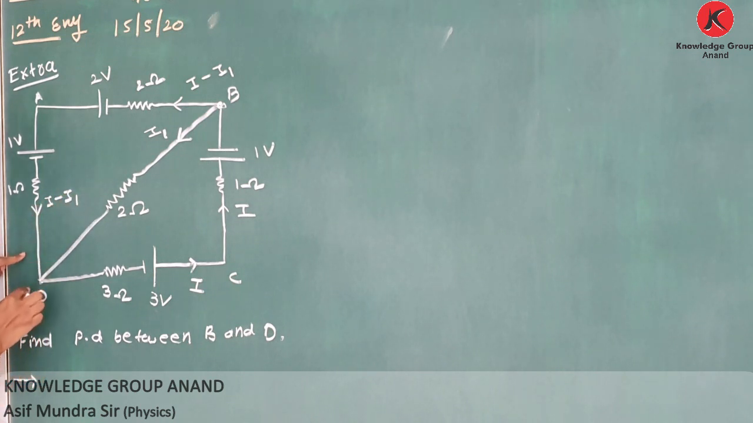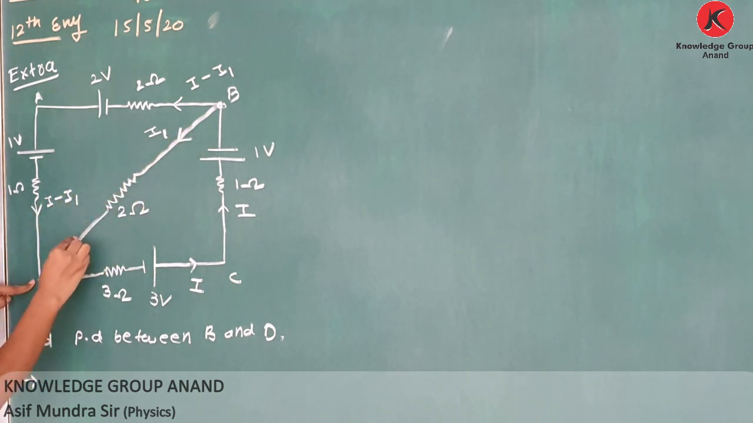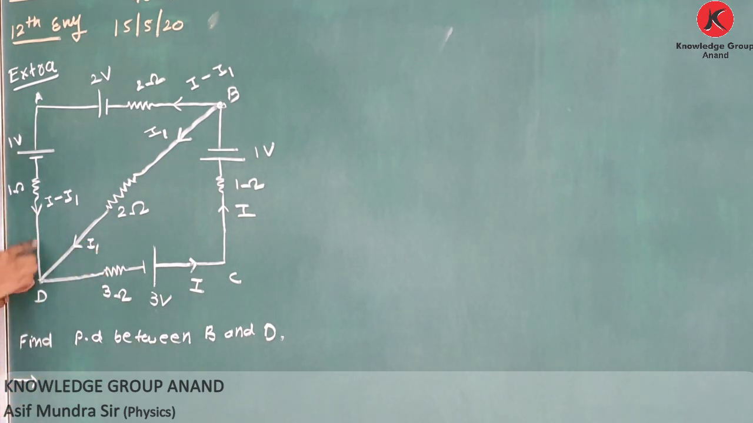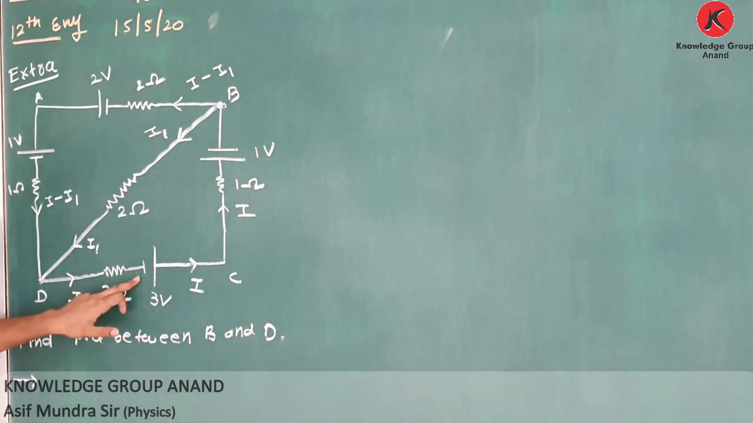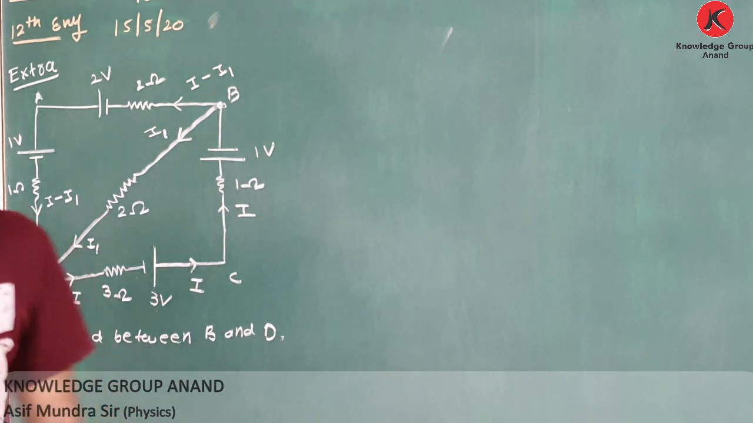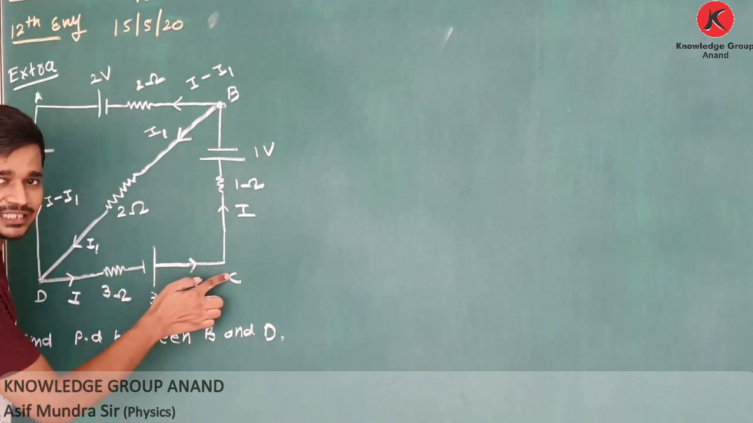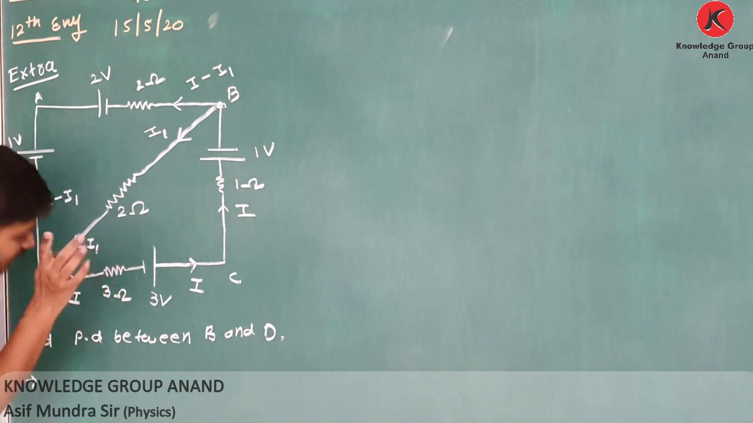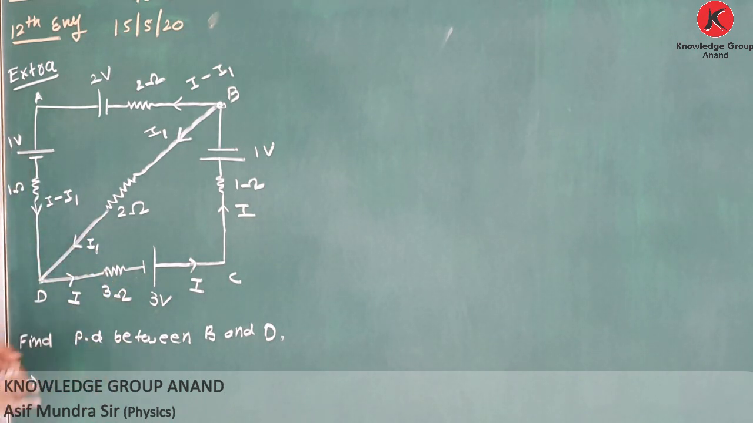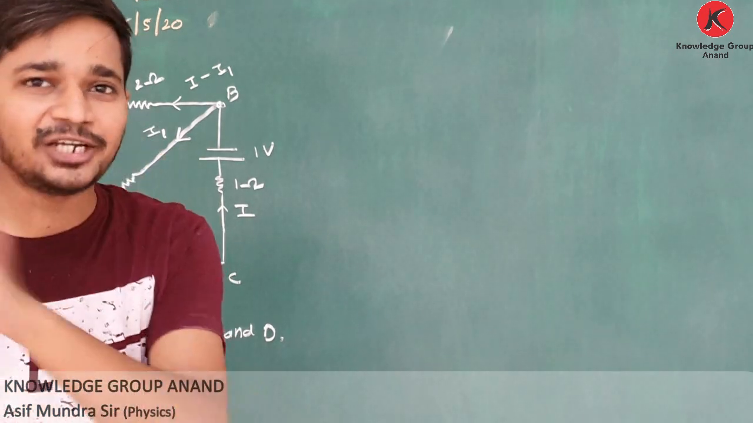Now at point D, what happens? From here there is current I1, and from here it is current I minus I1. So these two are entering. Take the algebraic sum: I minus I1 plus I1. What is the resultant? It is I. So the current entering the negative terminal of this cell is I. If the current leaving the positive terminal is I and the current entering the negative terminal is also I, then you are right in this current distribution.